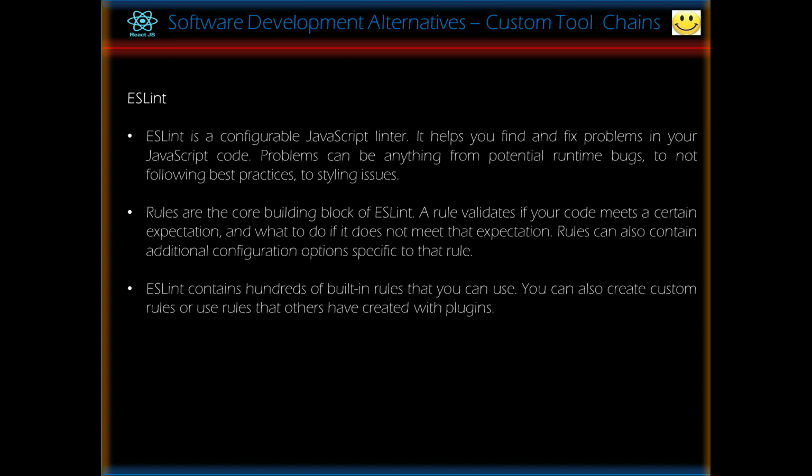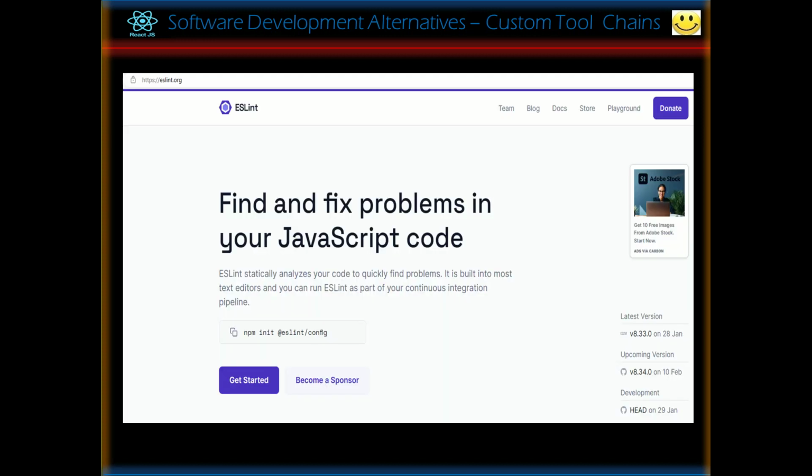Rules are the core building blocks of ESLint. A rule validates if your code meets a certain expectation and what to do if it does not meet that expectation. Rules can also contain additional configuration options specific to that rule. ESLint contains hundreds of built-in rules that you can use. You can also create custom rules or use rules that others have created with plugins. This is the homepage of the ESLint website.